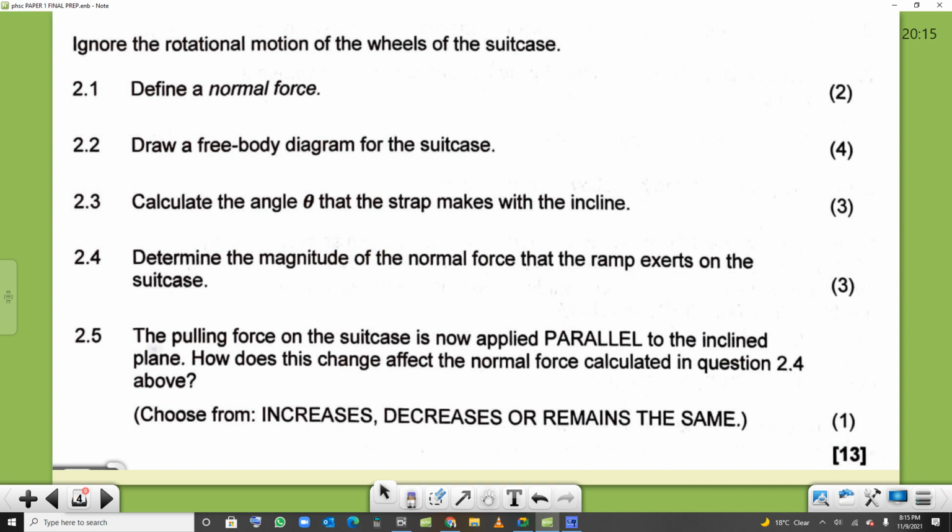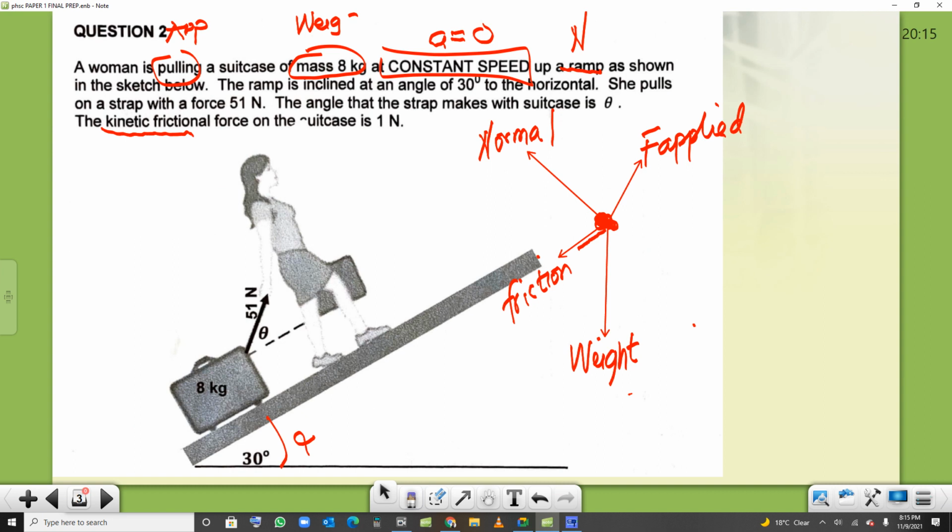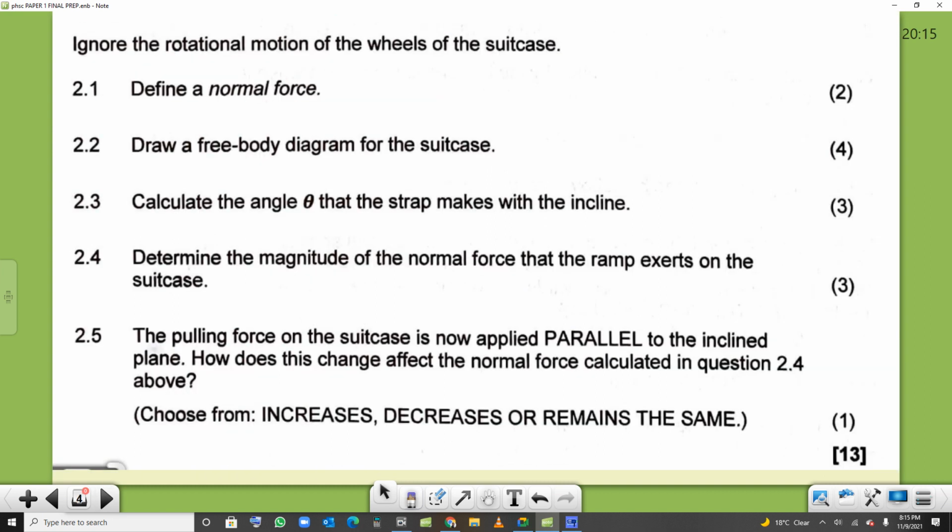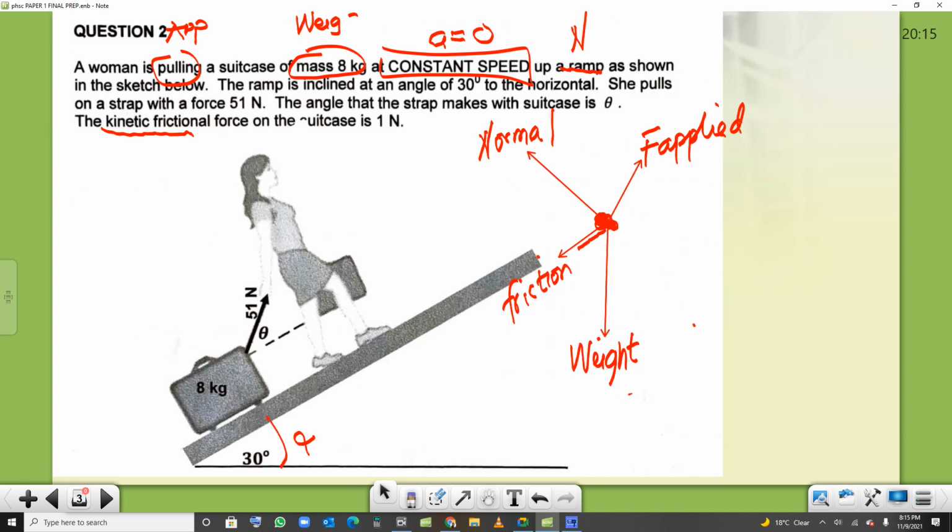The pulling force is now applied parallel. Go back to the diagram and check something. To say, okay, look, they said, how will this affect what? The normal force. Go back to the diagram and say, okay, look, this person is no longer pulling at an angle. This person is now pulling where? Parallel, right? With the same what? 51. How will this affect the normal? Do you see what I did, right?